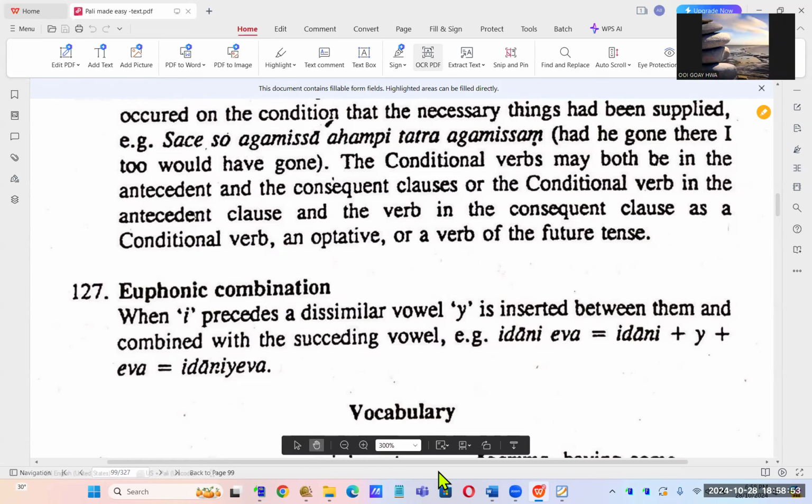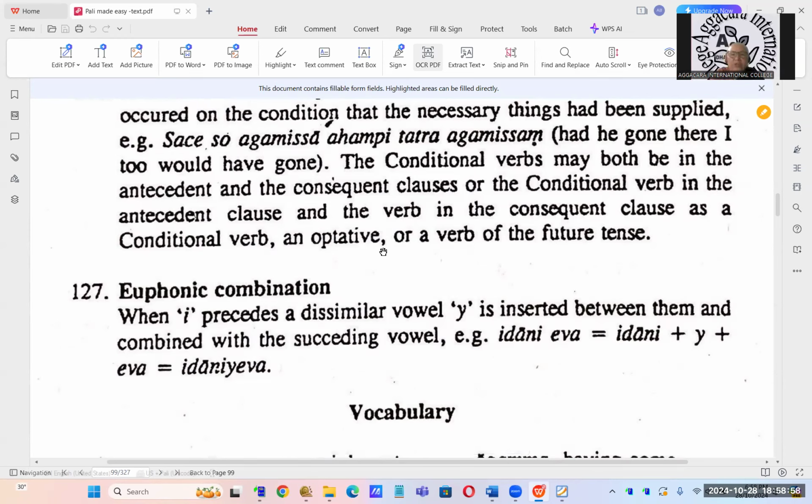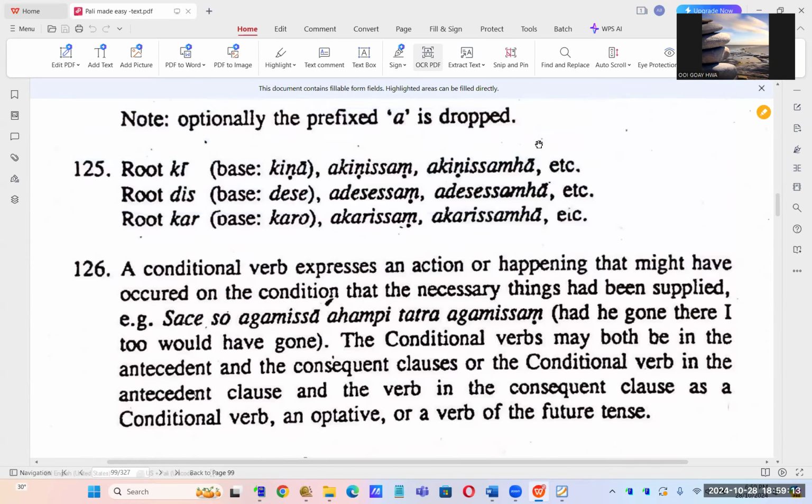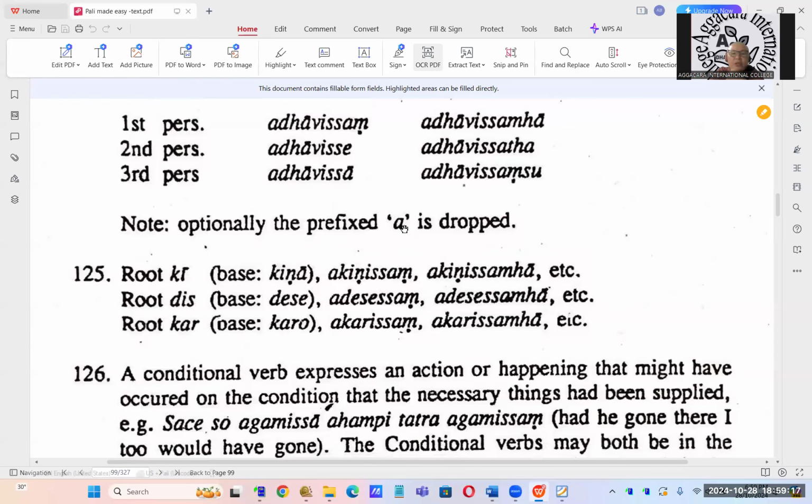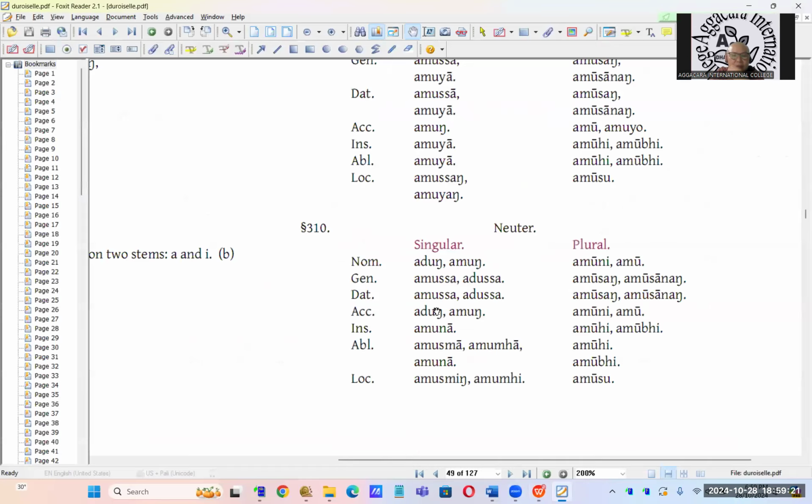So either optative, this one has no a in front. Future also has no a. Then for the conditional verb, you can drop the a also, according to the example just now. So either agamisa or gamisa, agamisam or gamisam. All right. Because the a can be optionally dropped, according to this example.